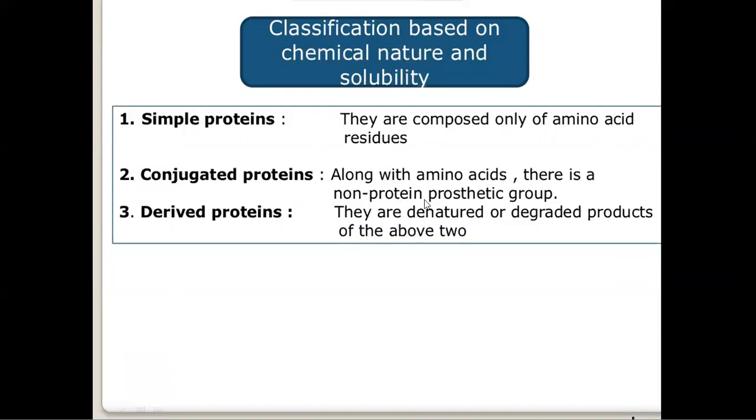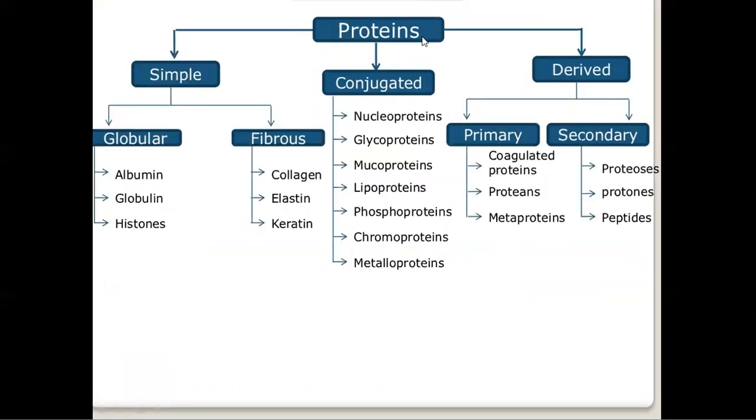Organic prosthetic groups are present in vitamins, sugars, and lipids, and inorganic prosthetic groups are present in metal ions. The third one is derived proteins, which are derived from simple proteins and conjugated proteins. These derived proteins are denatured or degraded proteins. So proteins are classified into three important types: simple, conjugated, and derived proteins.